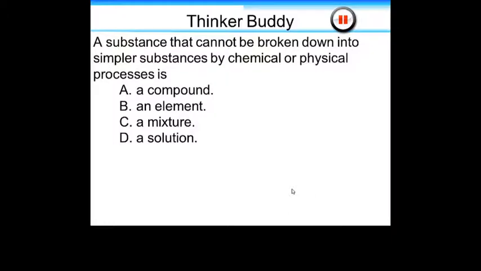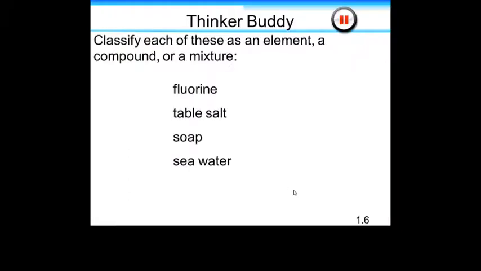So, thinker buddy question. A substance that cannot be broken down into simpler substances by chemical or physical means is a compound, an element, a mixture, or a solution. It is an element. So if it cannot be broken down any further, it's an element, one of our fundamental building blocks. Now go ahead and pause the video and see if you can identify these as an element, a compound, or mixture.